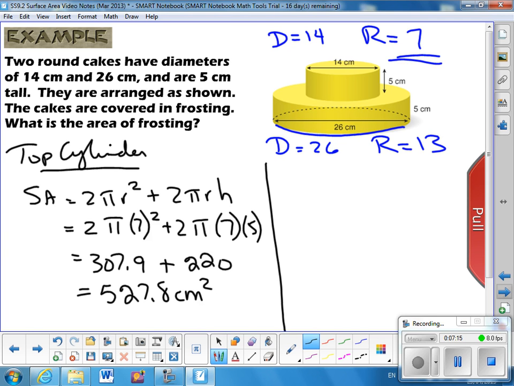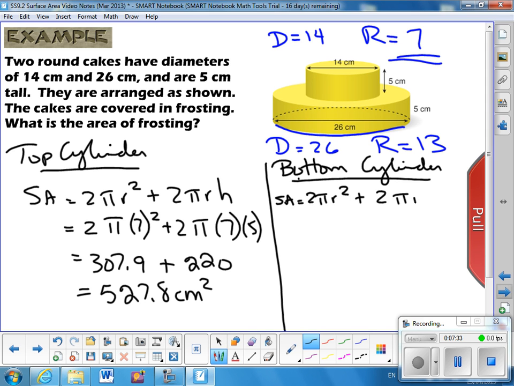With cylinders, because you're using pi, you're always going to end up with an answer rounded to 1 decimal. Okay, the bottom cylinder, again, same formula, 2 pi r squared plus 2 pi r h. Now, we don't need the bottom of this one, so we're not going to calculate it.